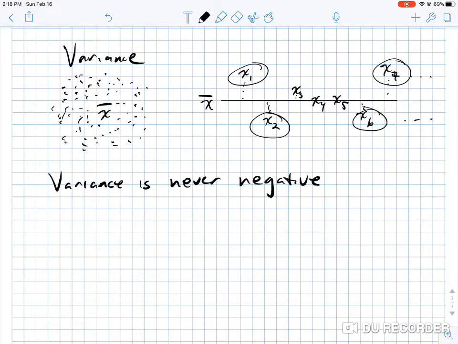Okay? So with the deviations, we want to make sure that you can add them all up, and they should equate to approximately 0, if not exactly 0. That's where it should be. But in this case, variance is never negative.